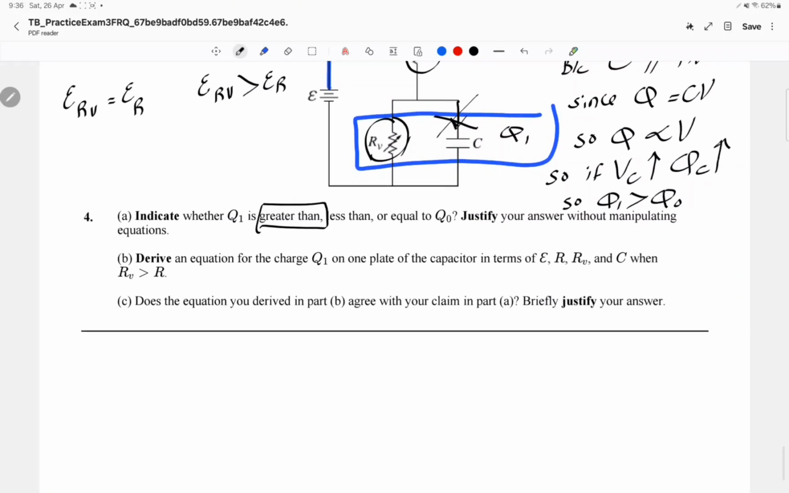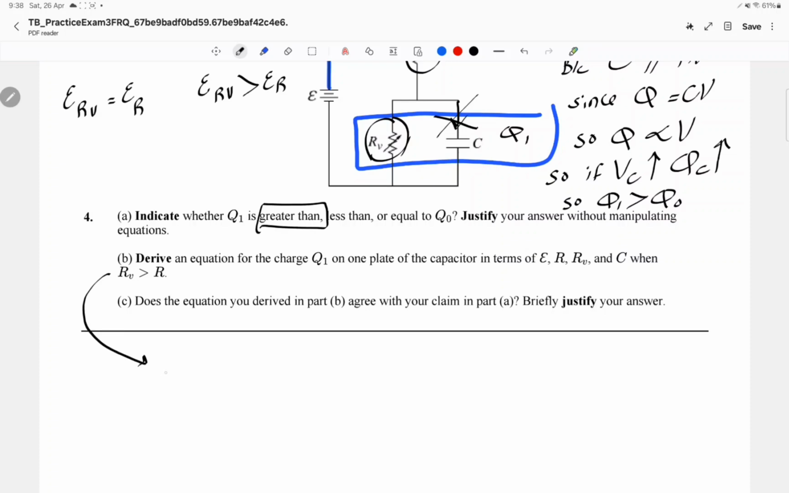B. Derive an equation for the charge Q1 on one plate in terms of... I'm not sure if I'm correct. So wait. Let's just use Kirchhoff's rules. Do you know what that is? The loop rule and the junction rule.